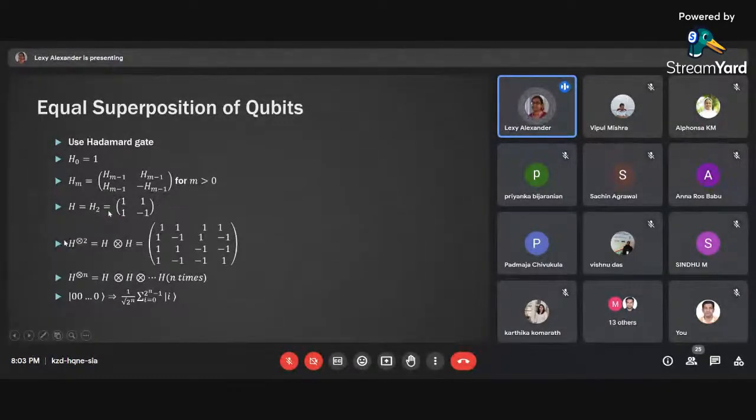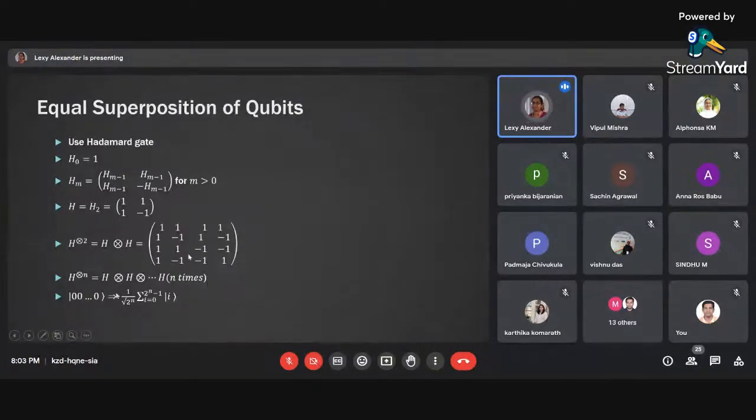The second one, H2, which we usually denote as capital H in our circuit, is equal to [1, 1; 1, minus 1]. Then H tensor 2 is H tensor H. That is [1, 1; 1, minus 1], where H will come in place of 1, in place of 1, in place of 1, and minus H will come in place of minus 1. Like that, H tensor n also we can define, which is the tensor product of H, n times.